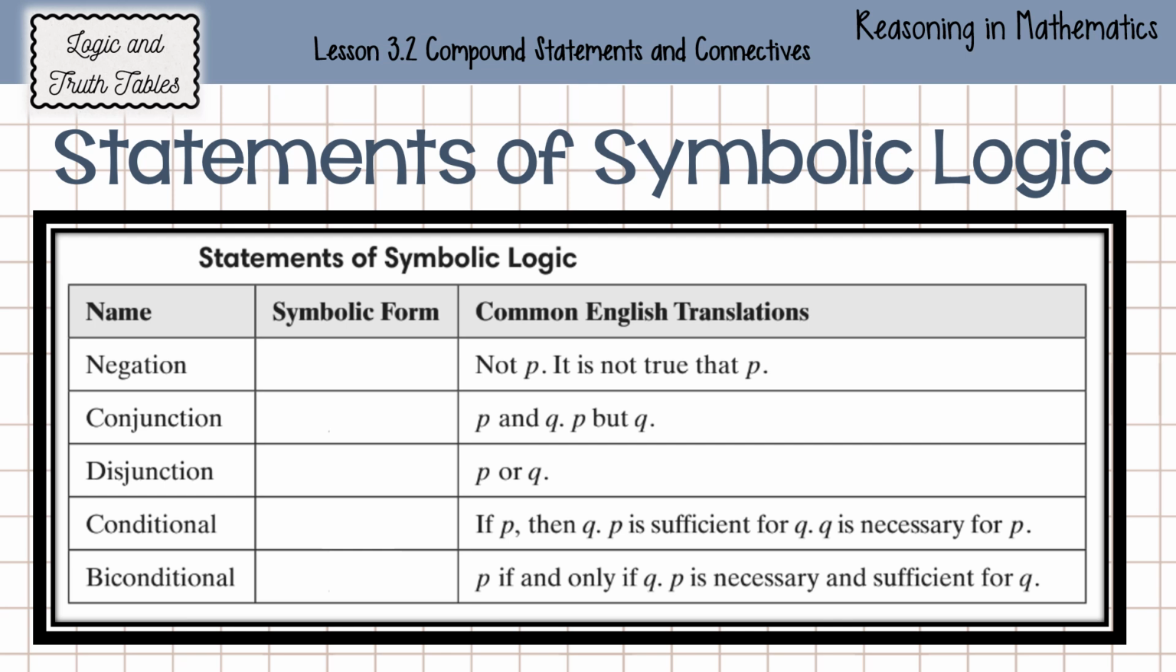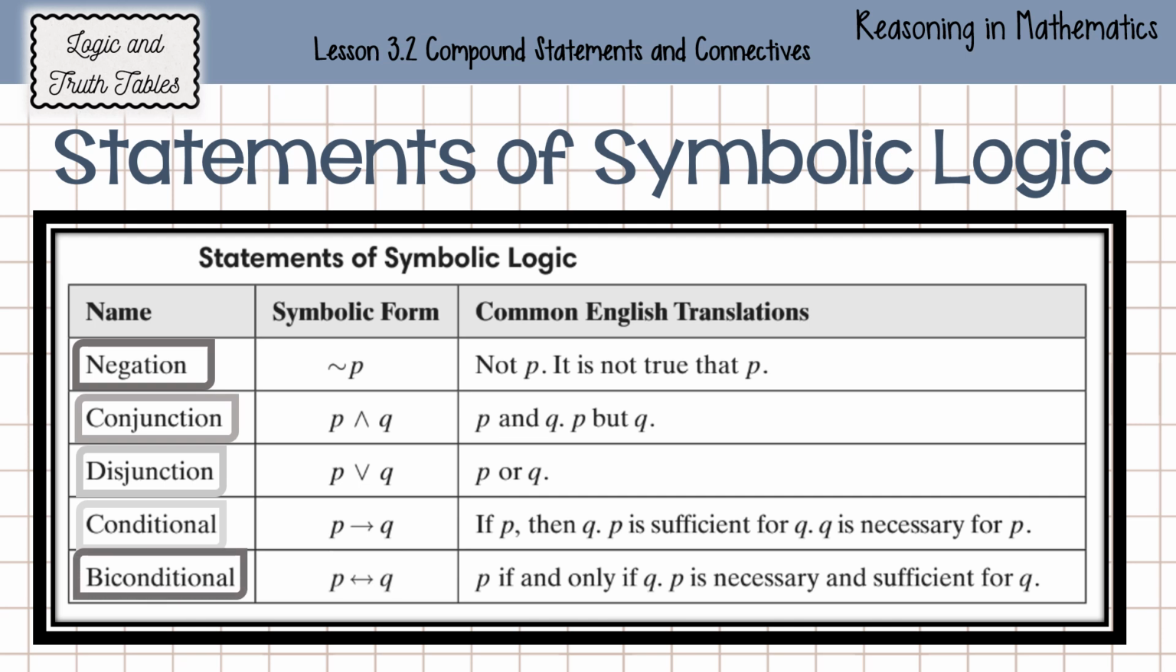Statements of symbolic logic. So negation is not P, or it is not true that P, depending on the situation. Conjunction is P and Q, or P but Q. Remember, there was actually a whole list of things we could use for that. Disjunction is P or Q. Conditional is P implies Q: if P, then Q. P is sufficient for Q. Q is necessary for P.